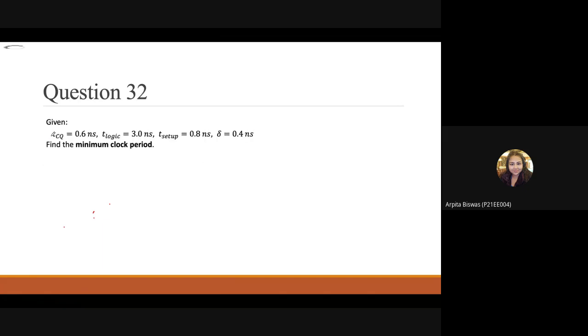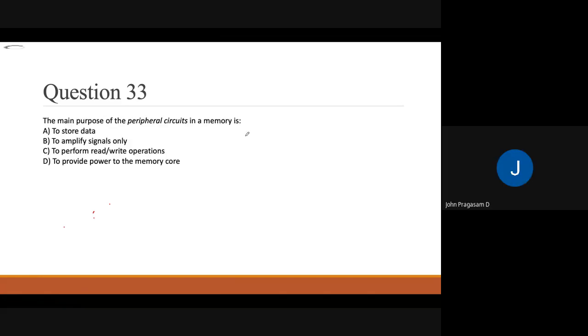So this is question number 32. How to find out the minimum clock period when this data is given? In that case, you just have to add all these things. Just see how to solve it. We solved this in my previous slides.